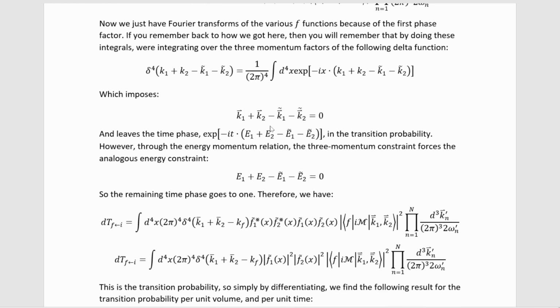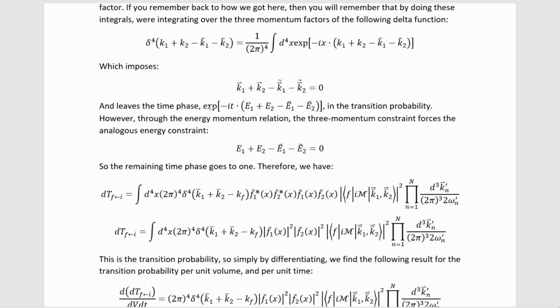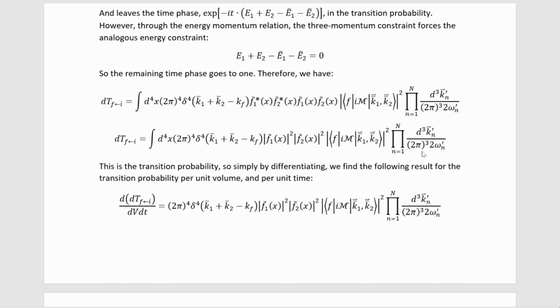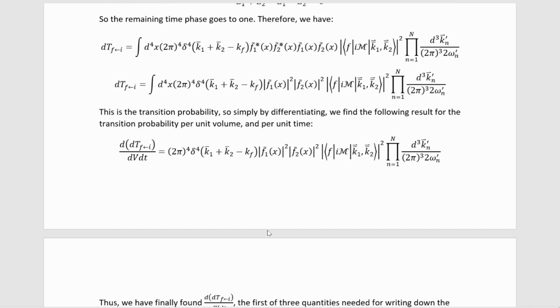But this momentum conservation through the relation to energy ultimately gives us energy conservation too, because all we've got here is kinetic energy. It's a free particle scattering, and this being true turns that phase to 1, so we get this, which gets us closer to our ultimate goal. In fact, we've got this four-dimensional volume integration, so if we just take this derivative, then we arrive at this quantity for the transition rate per unit volume, which is exactly what we're looking for.